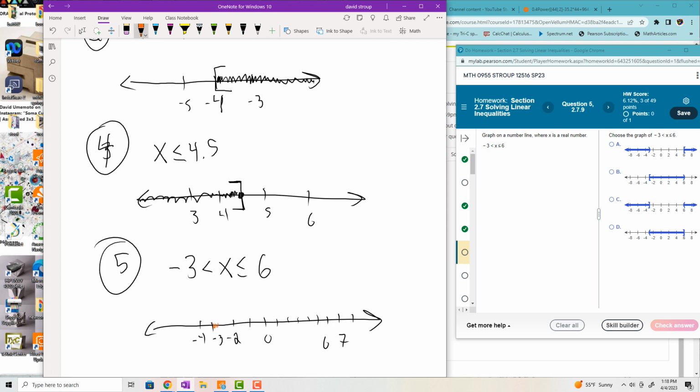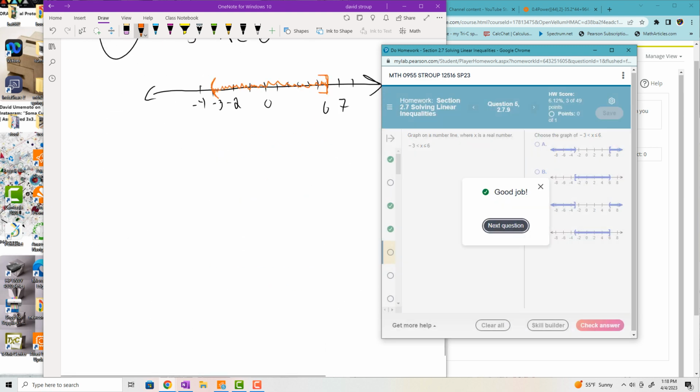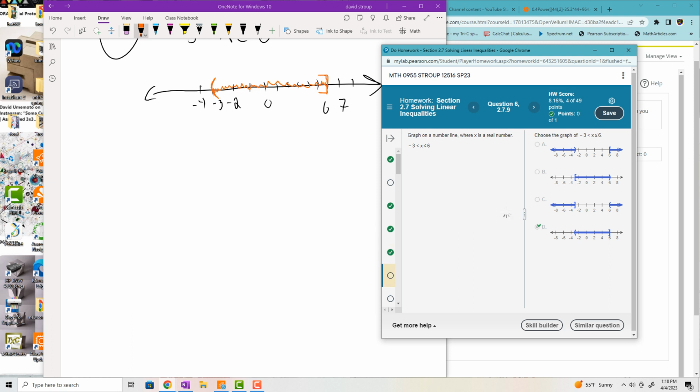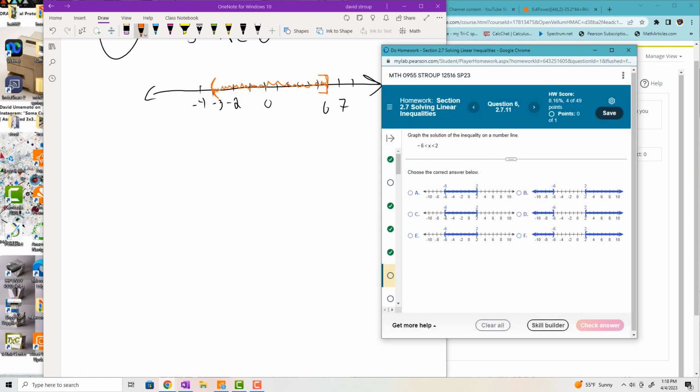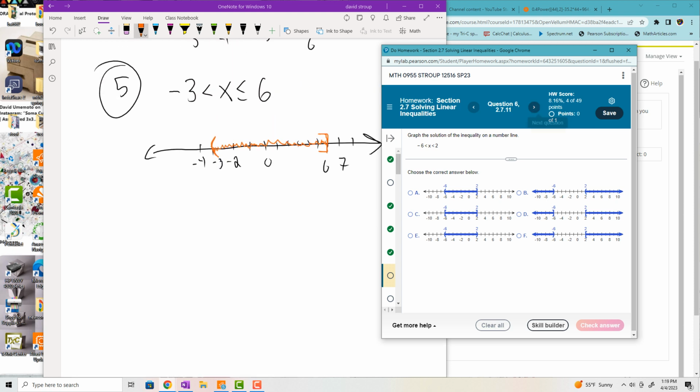Let's get a red. -3 and 6. We don't include -3. It's all numbers greater than -3. So -3 is not greater than -3, so we don't include it. But then we can go all the way up to and including 6, so we'll put a square bracket on that. And that looks like B. Same kind of problem here. We use open parentheses because neither inequality has a line underneath, so both will be open parentheses. It looks like it's E.